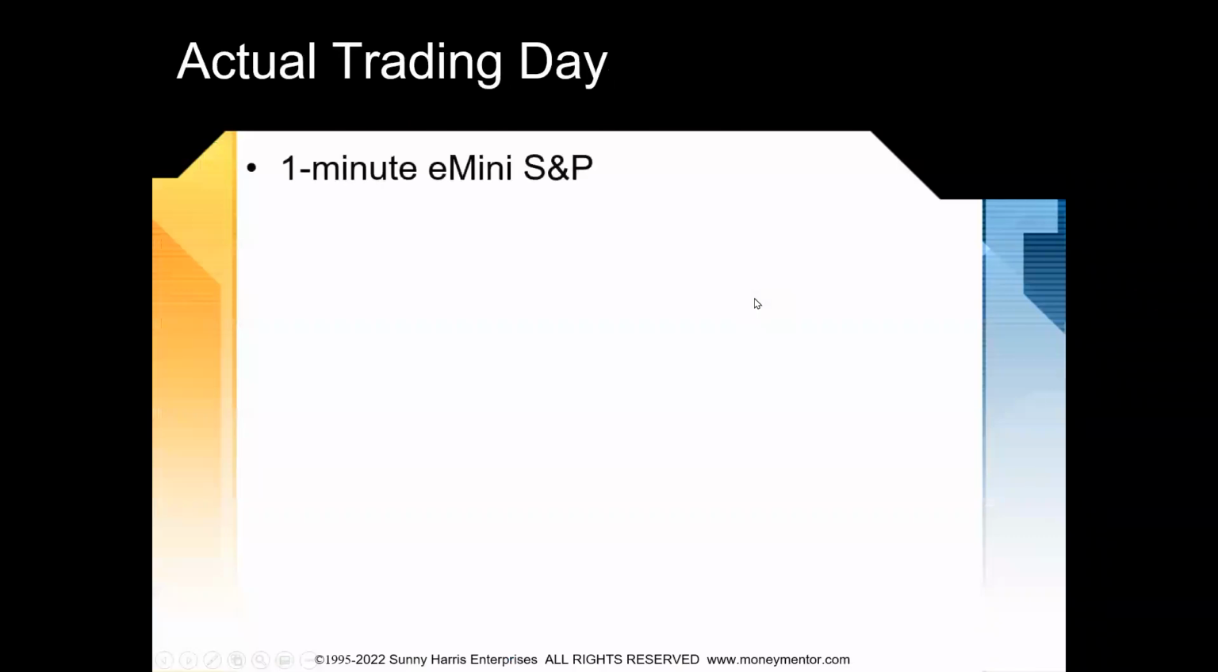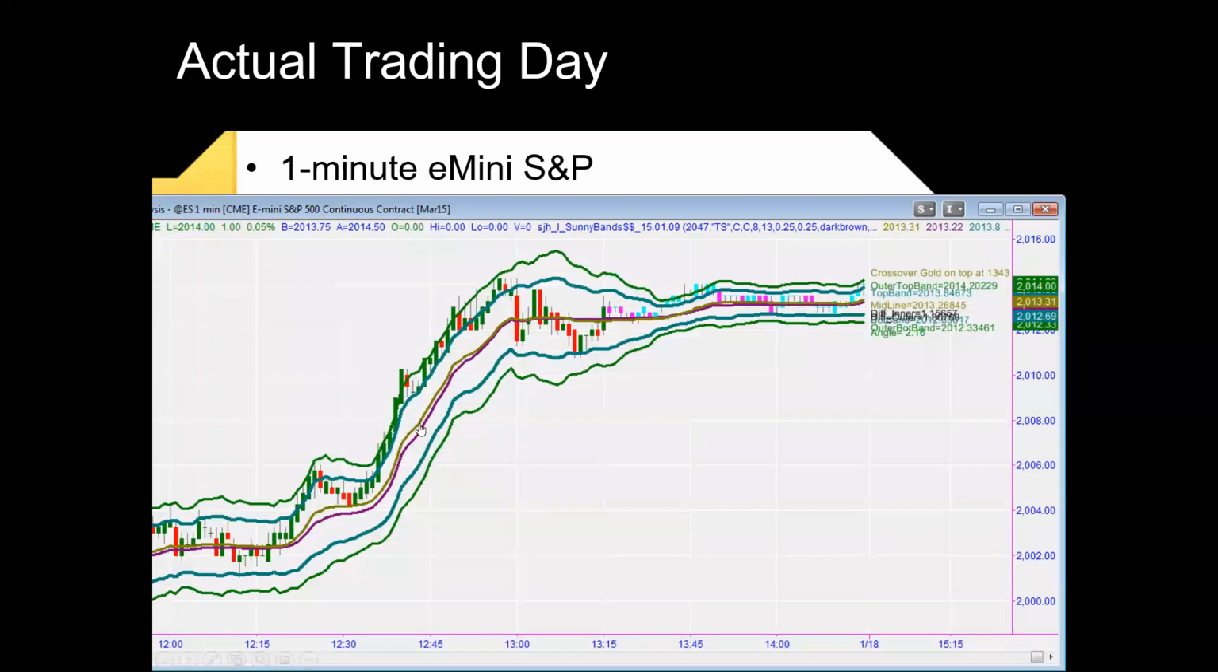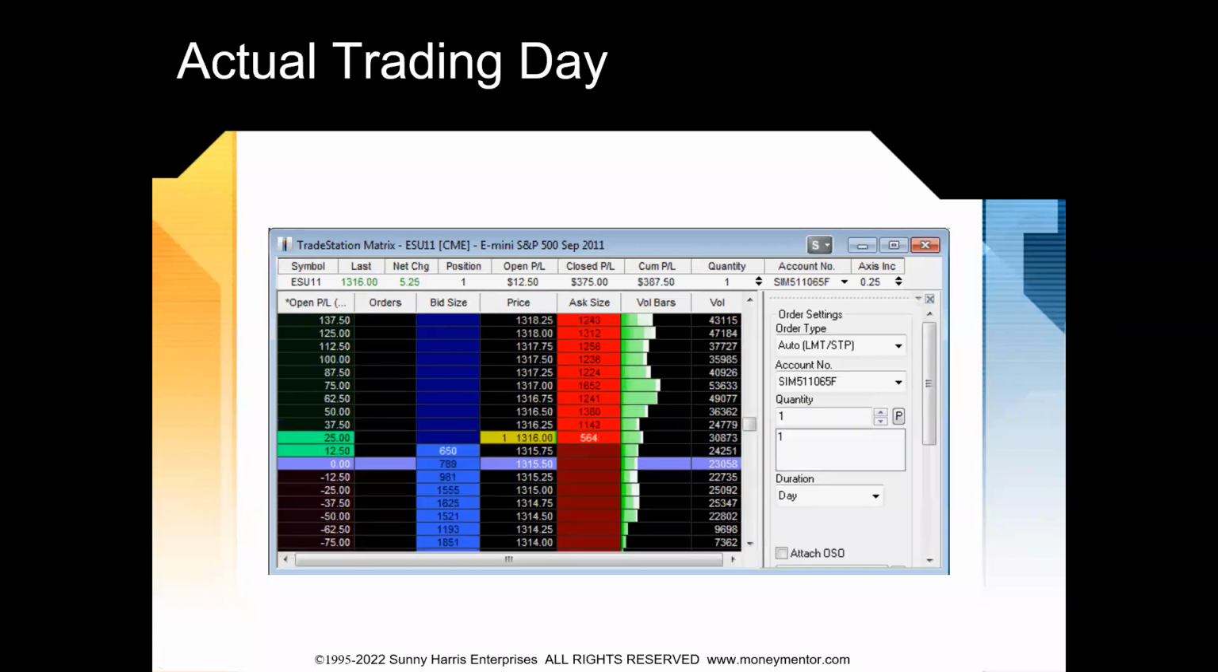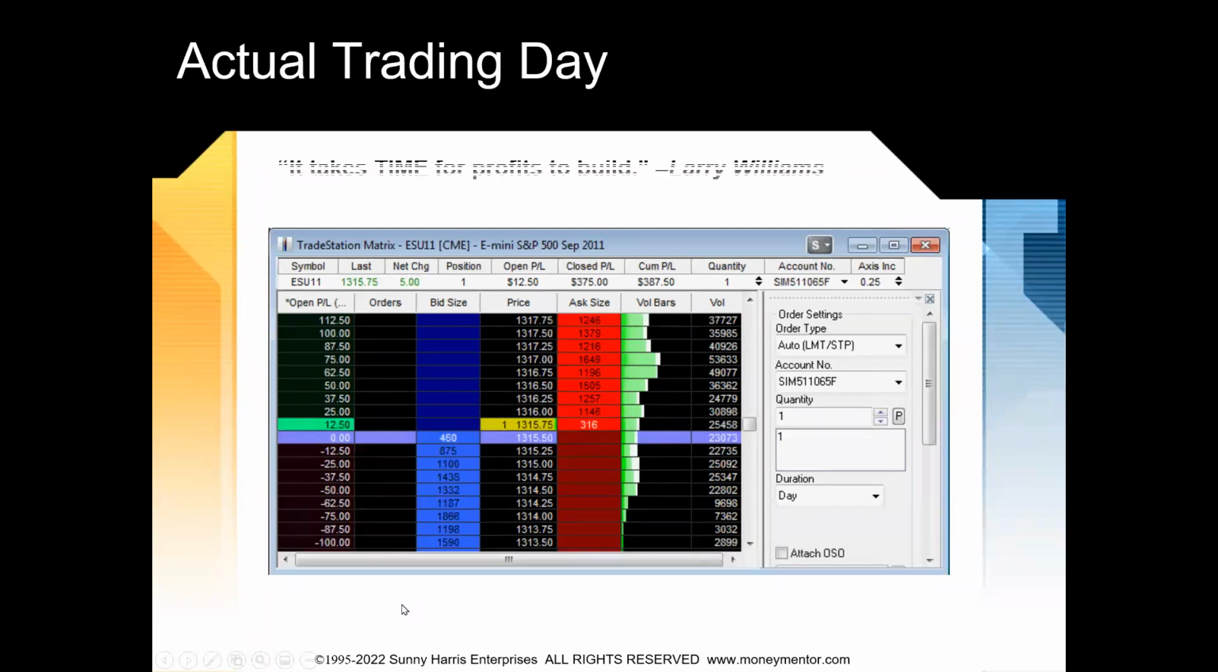Here's an actual trading day. You can see this is the 1 minute E-mini S&P. And watch this little, there's my bean ticks indicator telling me bing, bing means it's going up. If it makes a bong sound, it's going down. So that's what it looks like on a matrix. It got a lot more than that over time, but that's the beginning of it.